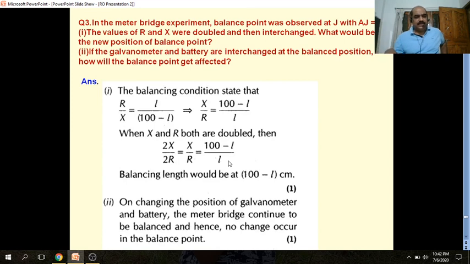On changing the position of the galvanometer and battery, there will be no change because the meter will continue to be balanced whether it is connected across one diagonal or the other diagonal, so no change occurs in the balance point.